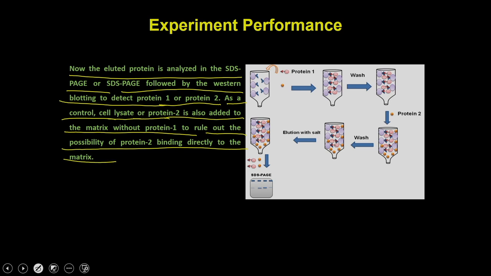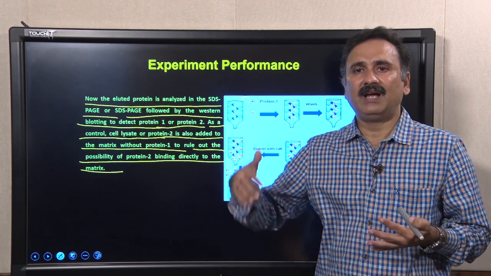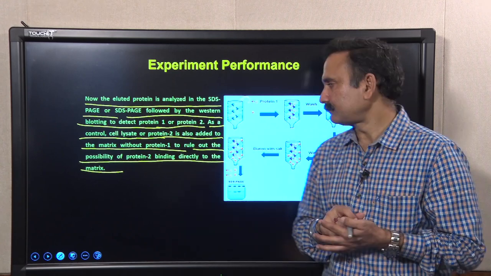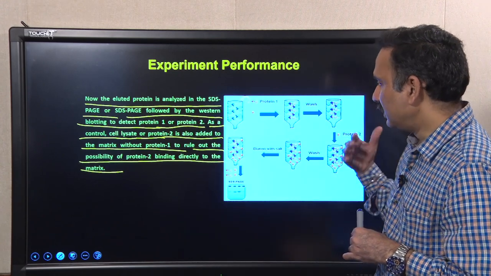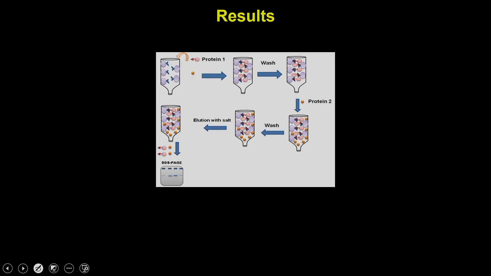You can have one control where the bacterial cells are not treated with the drug, or number 2 where you have the matrix but you don't have the ligand present on the matrix. Either of these will give you a clear idea whether the protein or the adapter protein I am identifying at the end is authentic or not. So this is the result you are going to get, and then you will be able to verify these results simply by running the control reactions.